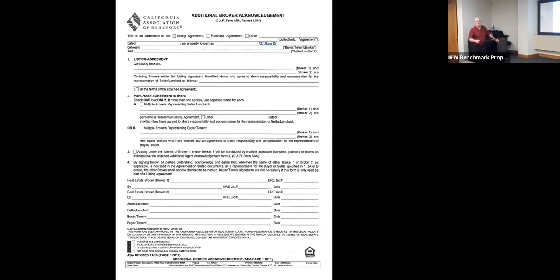Okay, now if there's going to be more than one broker representing one party or the other, you have a form for that now called additional broker acknowledgement. We went for years and years without these forms. Now we have an additional broker acknowledgement. There's going to be co-brokers.